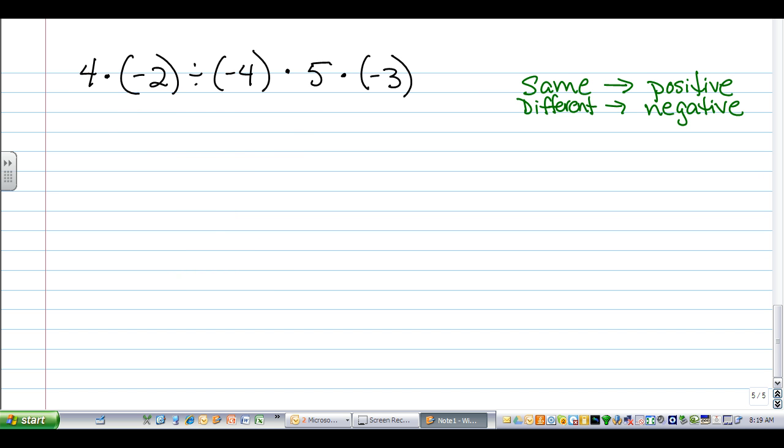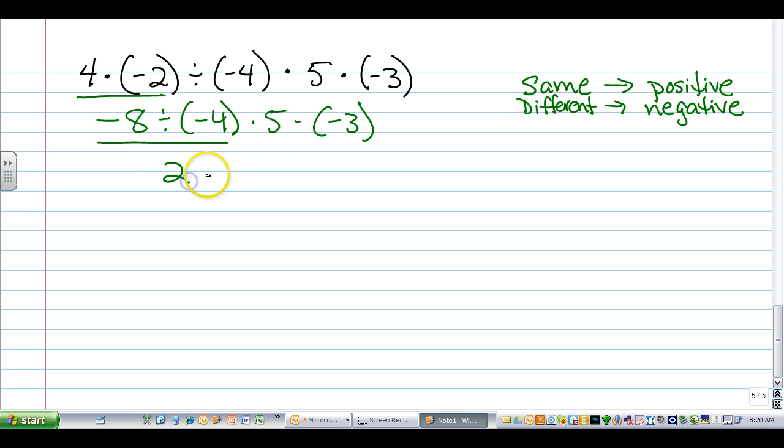All right, now I'm going to solve the same problem, but this time I'm going to follow this rule, meaning if it's the same sign, it's going to be positive. If they have different signs, it's going to be negative. And now I have to keep track of my positives and negatives. So here I've got 4 times a negative 2, different signs, so this is going to be a negative 8 divided by negative 4 times 5 times a negative 3. Okay, and now negative 8 divided by negative 4, same sign, so this answer now is going to be positive. So 8 divided by 4 is 2 times 5 times a negative 3.